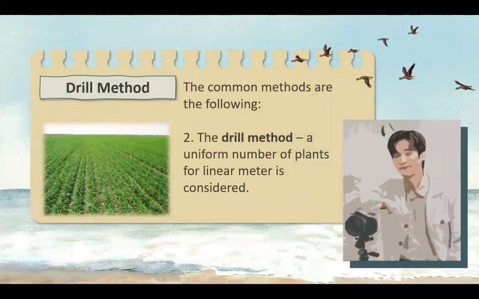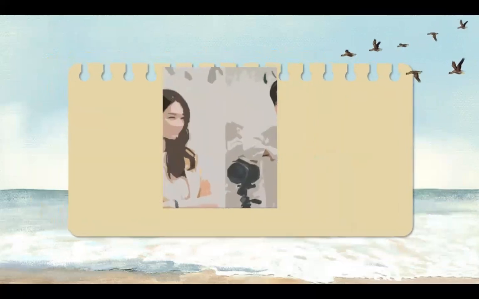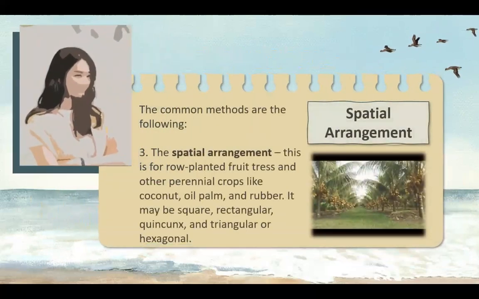Next, we have the drill method. In this method, a uniform number of plants per linear meter is considered. Next, we also have the spatial arrangement. This is for row-planted fruit trees and other perennial crops like coconut, oil palm, and rubber. It may be square, rectangular, quincunx, and triangular or hexagonal.